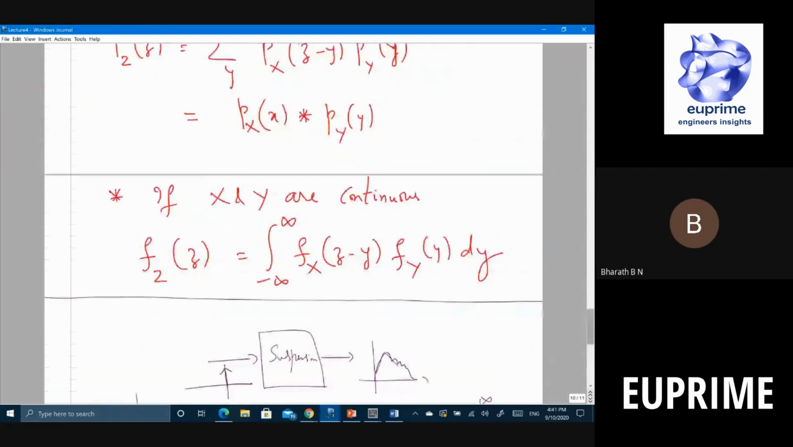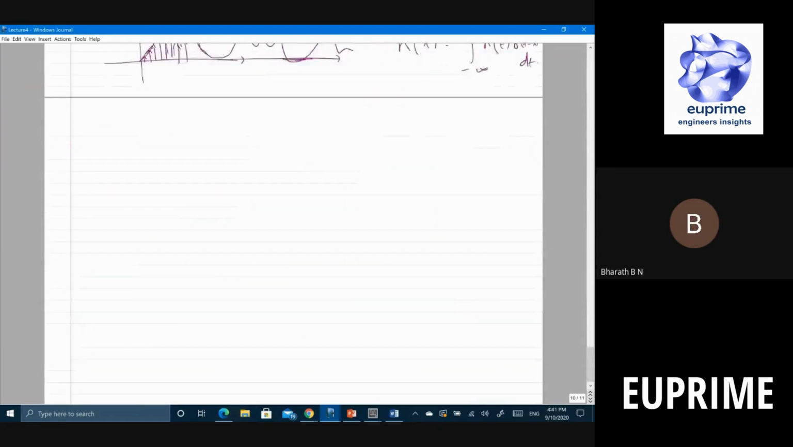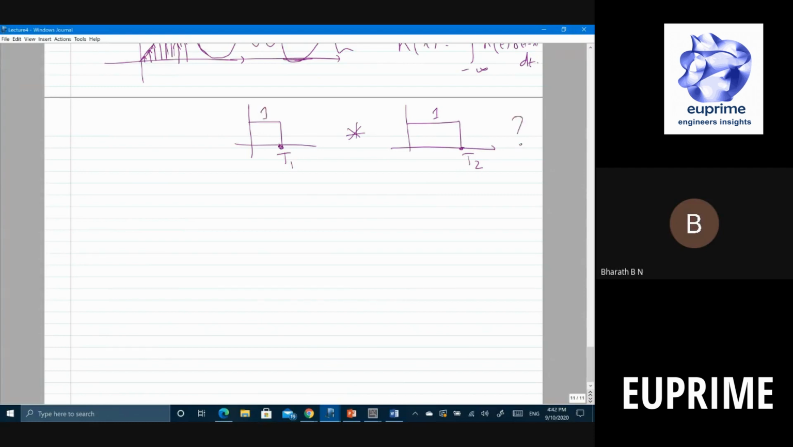Maybe I'll give a few homework problems wherein you compute the convolution of two functions or two PDFs. Think of this: you have this convolved with, let's say, this itself. This is T1, this is T2. Just try to convolve these two. Height is 1. What will be the convolution? Just think about this, you'll probably get the answer.